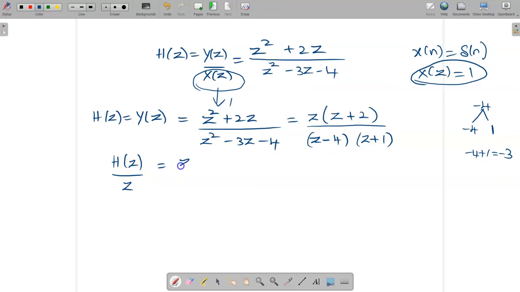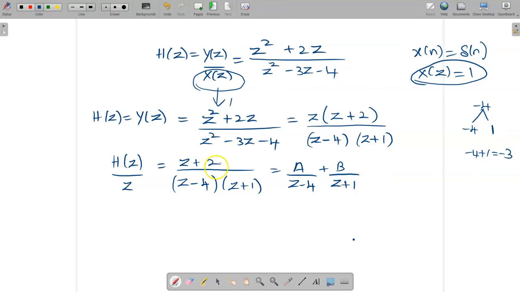So what happened? We have z plus 2 divided by z minus 4 into z plus 1. So apply the partial fraction. So a by z minus 4 plus b by z plus 1. Okay. So left hand side is what? Z plus 2, which is equal to a into. So compare the denominator with the denominator whatever available in the a. Okay. So here z minus 4 is already available. So which term I have to multiply? Only z plus 1.